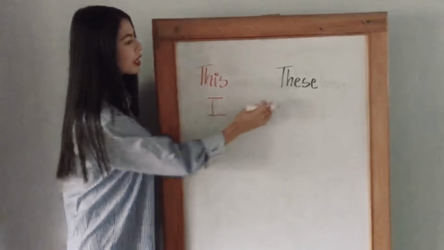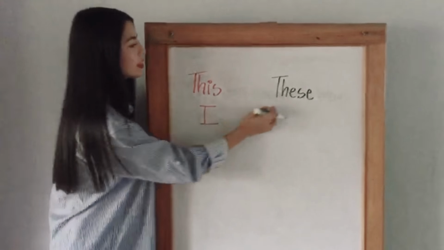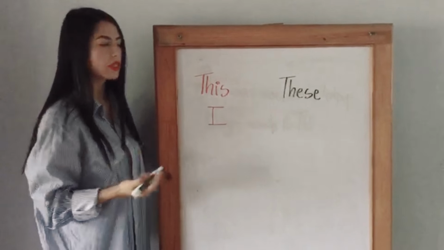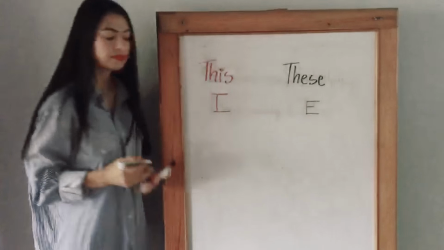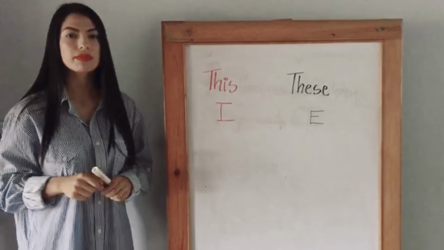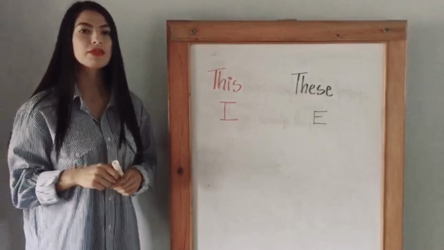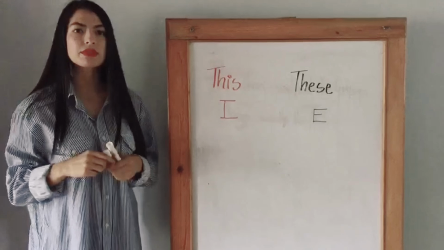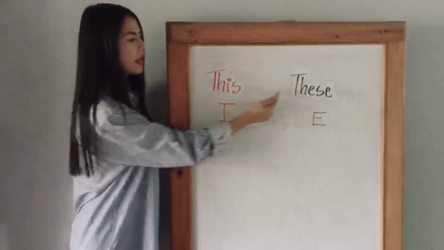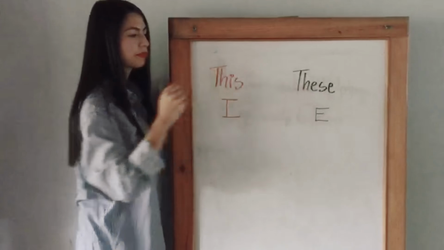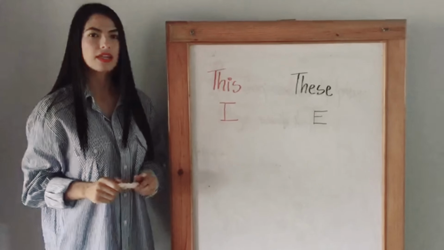Okay. When we have the word "these", we have to know that this has a different sound too. The sound is long e. If you notice, I spread my lips. So, let's pronounce "this" and "these". Okay, so now that you have learned, you are not going to make that mistake.